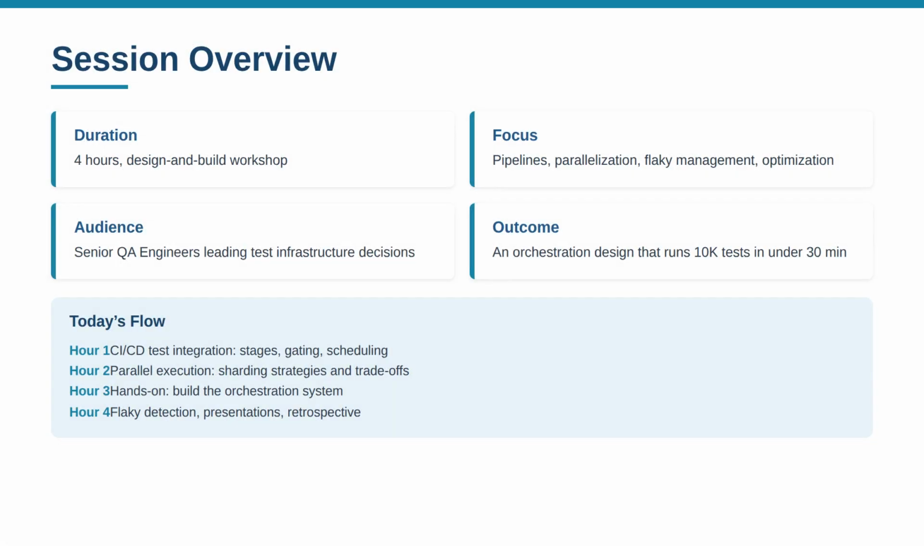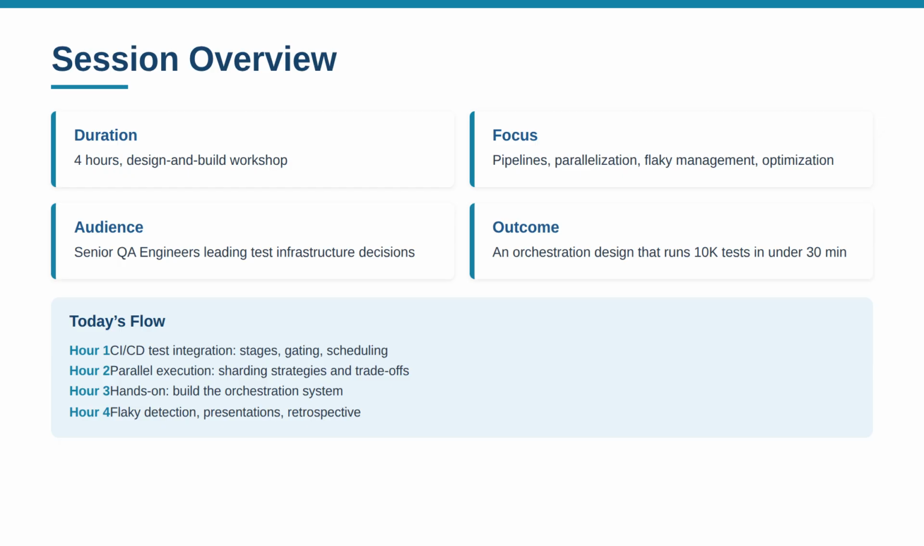Here's the shape of the day. 4 hours, 4 distinct blocks. The first hour covers CI/CD test integration, how to stage tests by risk and runtime, so that every pull request gets feedback in under 5 minutes. The second hour goes deep on parallel execution, sharding strategies, load balancing, the trade-offs between worker count and cost.